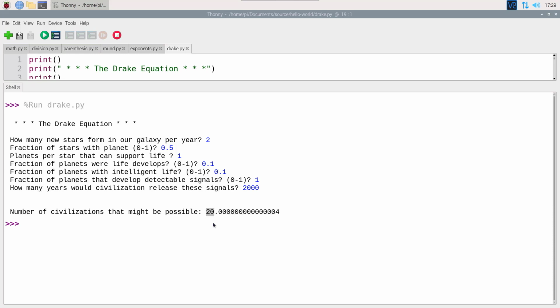So again, this number might vary wildly depending on what numbers you put in. Of course, you could go longer than 2,000 years. You might say the fraction of stars with planets is actually around 1, or that if there is a planet that supports life, it will develop life, so you could make that number higher. I don't know. It depends on what you put in here. This can vary wildly, but again, something to think about.